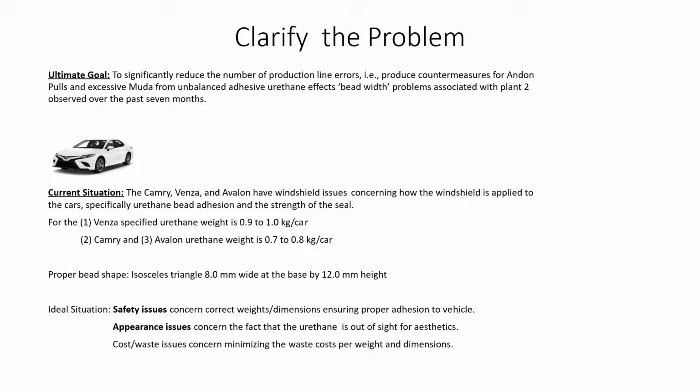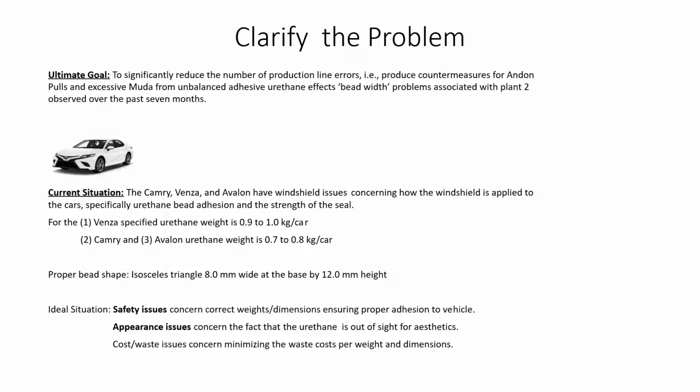All right, the current situation is that Camry, Venza, and Avalon have windshield issues concerning how the windshield is applied to the cars, specifically this urethane bead adhesion and the strength of the seal, which is very, very important. For the Venza, specified urethane weight is 0.9 to 1.0 kilograms per car, and for the Camry and Avalon, urethane weight is 0.7 to 0.8 kilograms per car.